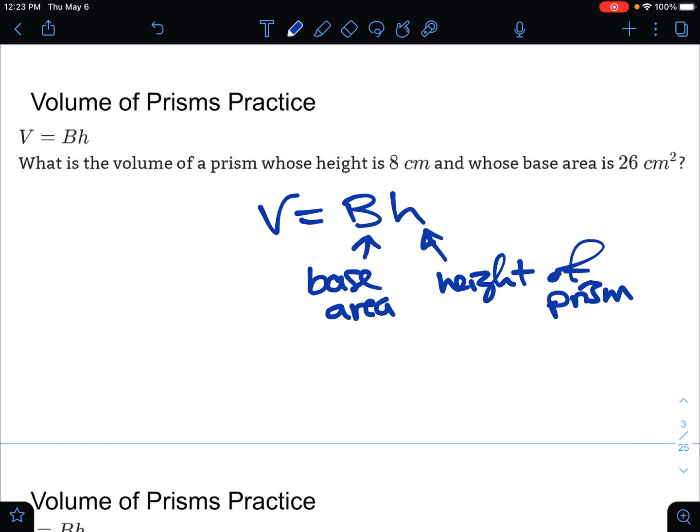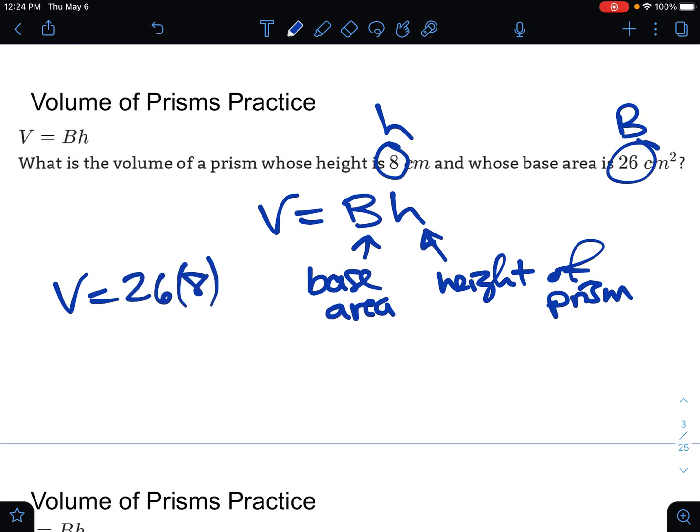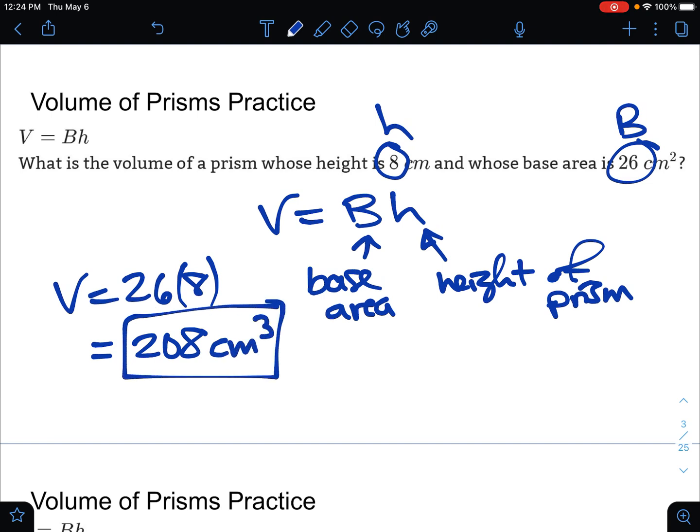So if we're looking at the first example, it's actually pretty straightforward. We already have the base area is 26, that's capital B, and the height is 8, so it's really just 26 times 8. That's all you have to do if you're given the base area and the height. You just simply multiply them, and that would be 208 and our unit cubed. So our unit is centimeters, volume is 3 dimensions, so that would be our unit cubed.